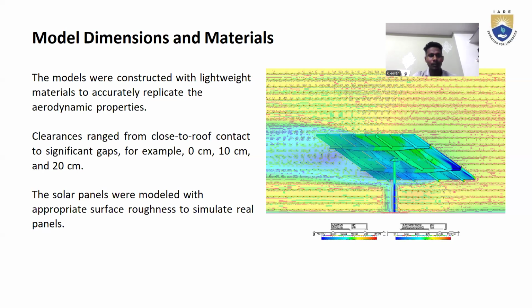We observe in the model dimensions that clearance ranged from close to roof contact to significant gaps, for example, 0 centimeters, 10 centimeters, and 20 centimeters. In the model, we constructed with lightweight materials to accurately reflect the aerodynamic properties. The solar panels we used were modeled to simulate real panels.